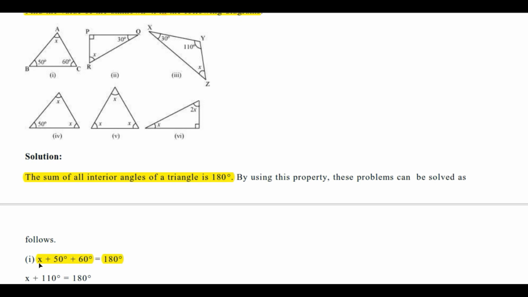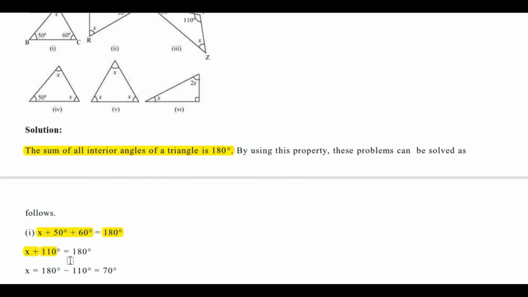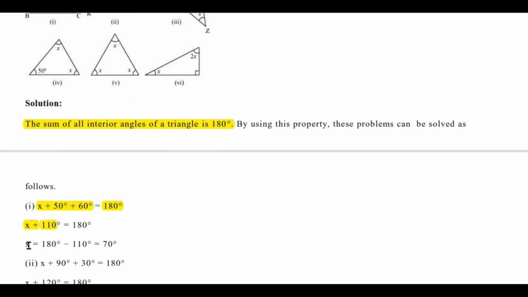So after that, we have to solve this equation, and we know how to solve it. First we will add the constant numbers. What are the constant numbers here? 50 and 60 are constant numbers, and x is what? Variable. So 50 plus 60 equals 110, and x remains as it is. Then afterward, what will we do? We will transpose 110 to the other side. So x equals what? 180 minus 110, which is equal to 70 degrees.